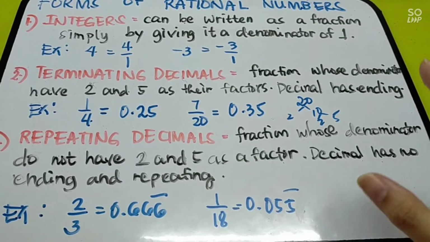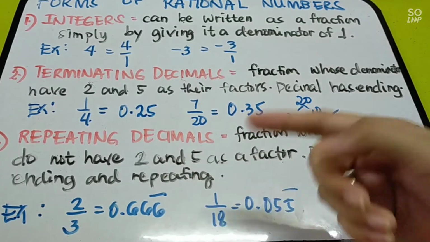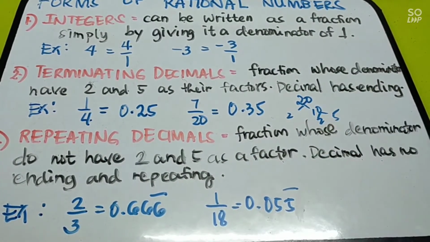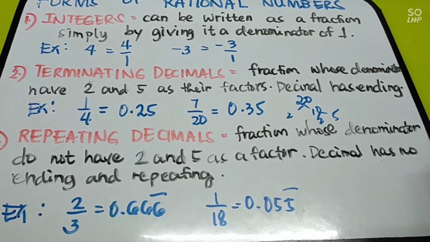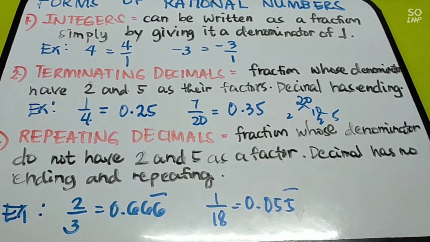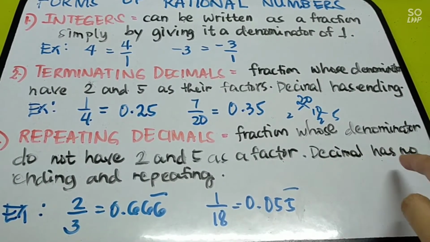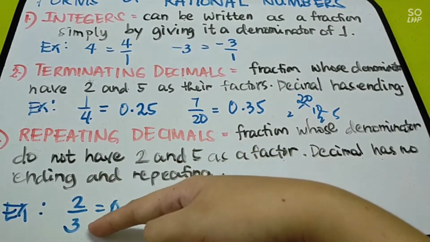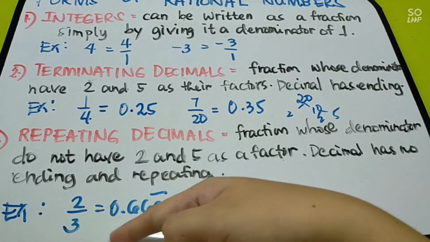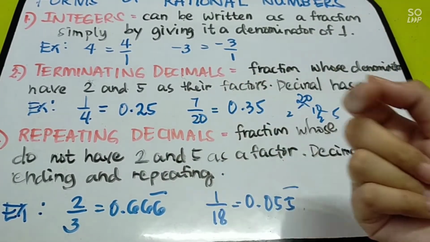When you say repeating decimals naman, these are the fractions whose denominator do not have only 2 and 5 as factors. Okay? So, meaning, pwedeng may 2 and 5, pero may nadagdag na iba pang factors. So, repeating decimals na siya. The decimal here has no ending and is repeating. For example, we have here 2 over 3. Ang factors sa 3 ay 3 and 1. So, wala siyang 2 and 5 dun sa kanyang factors. Therefore, it is a repeating decimal.